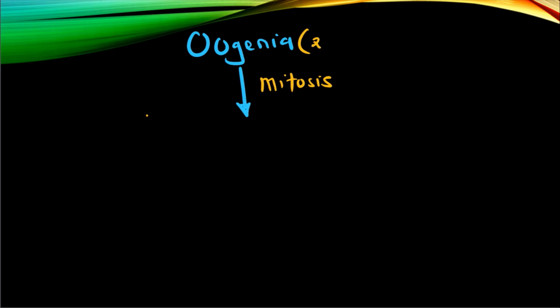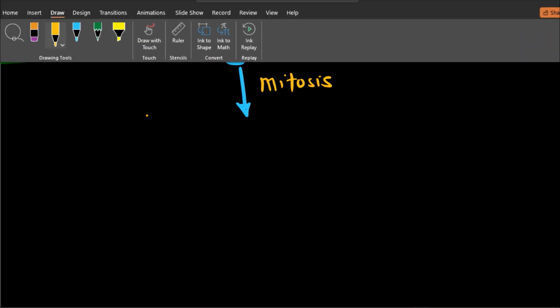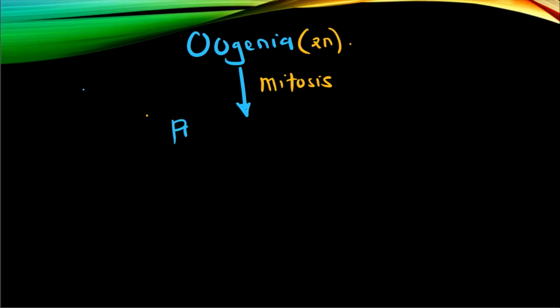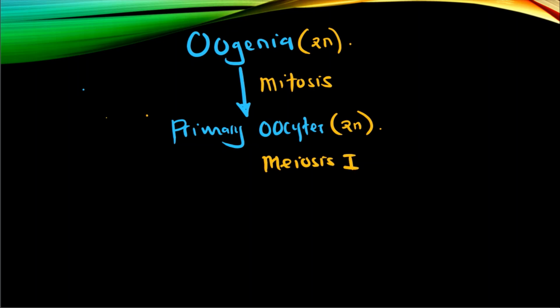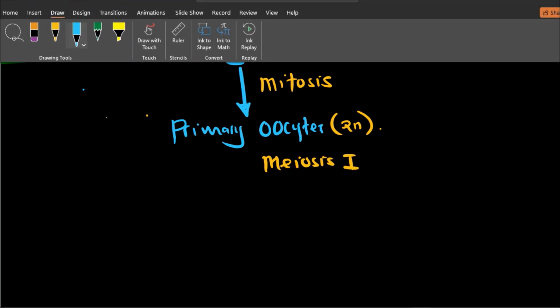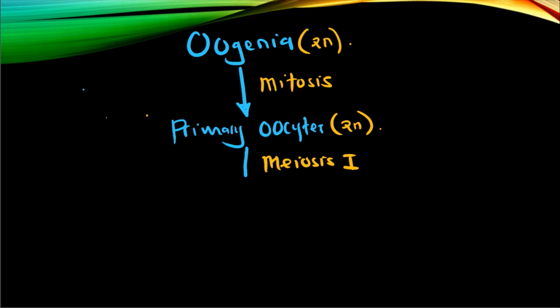These oogonia are diploid cells, meaning that they contain 46 chromosomes or 23 pairs of chromosomes. So the oogonia will undergo mitosis and differentiate into primary oocytes. These primary oocytes are diploid as well. These primary oocytes will now enter meiosis 1.